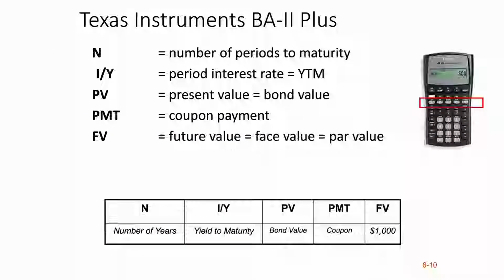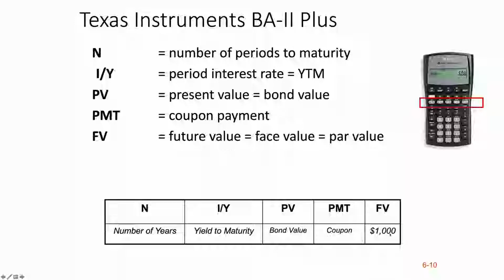Now, let's look at the Texas Instruments BA II Plus. N is the number of periods to maturity. I is the yield to maturity, or its market rate of return. It's constantly changing. It depends. Now, it's different than the coupon payment. The PMT is the constant payment in dollar terms. It's the coupon payment. The last one is the future value, face value. We always put $1,000 in.